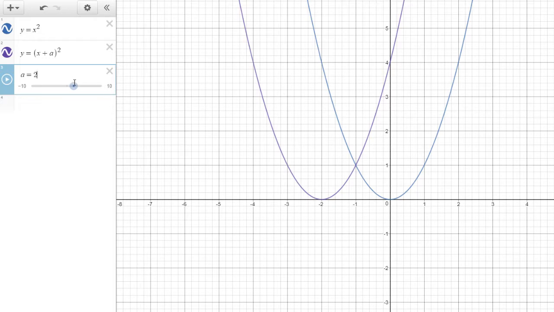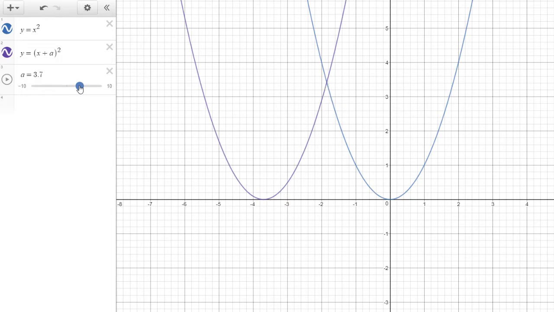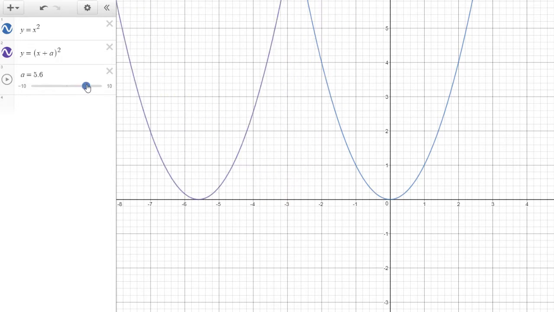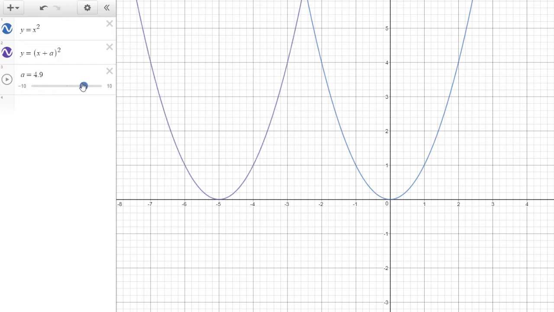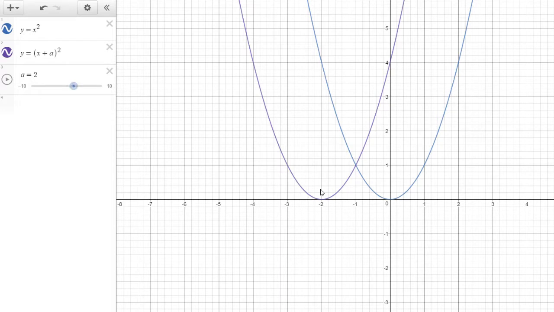Okay, now we'll have a wee look and see what happens when we shift this a about. So if we make a even more positive, you see it's shifting the graph further and further along the negative x-axis. Okay, and if we go back to that value of minus 2, you can see it cutting the x-axis at minus 2. It's actually just touching the x-axis at minus 2, and it's cutting the y-axis at y equals 4, which is what we expected.